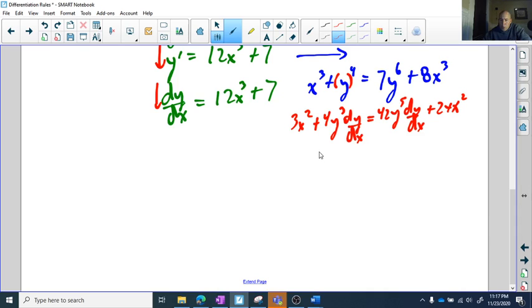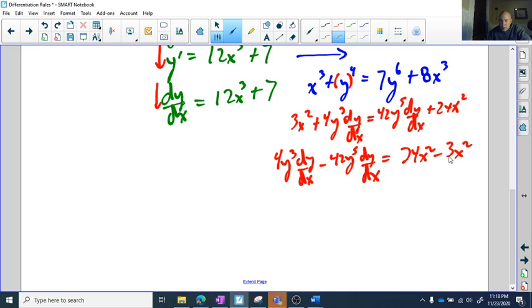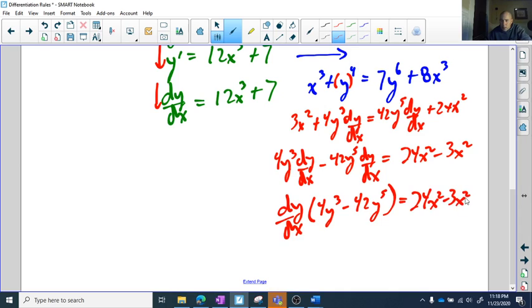Now, what you do is you group all the dy dx's on one side. So you go 4y cubed. You bring this one over. So 4y cubed dy dx. Take away 42 y to the 5th dy dx. Leave this one where it is. And bring the other non-dy dx term over to that side. So take away 3x squared. You're now going to factor out dy dx to be 4y to the 3rd. Take away 42 y to the 5th equals 24x squared minus 3x squared.